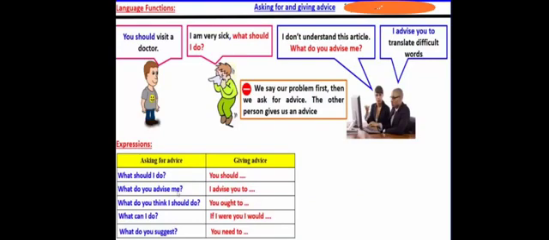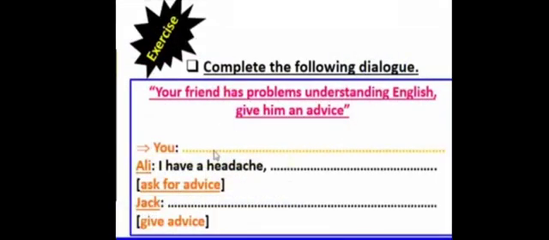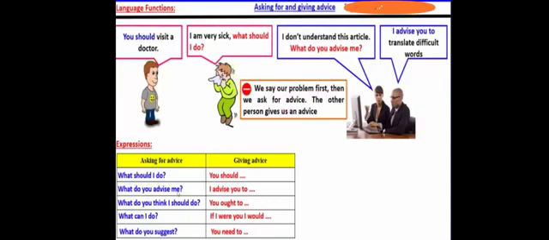Pay attention, we say our problem first, then we ask for advice. If we're asking for advice, we should tell our problem or our situation first, then ask for the advice. The other person gives us advice. There are some expressions for asking for advice like, what should I do? What do you advise me? What do you think I should do? What can I do? And what do you suggest? These are some expressions for asking for advice.